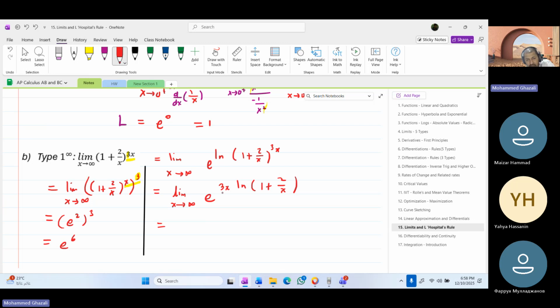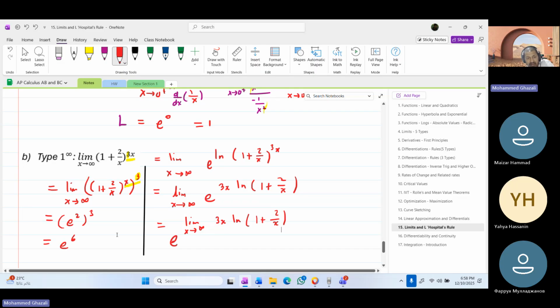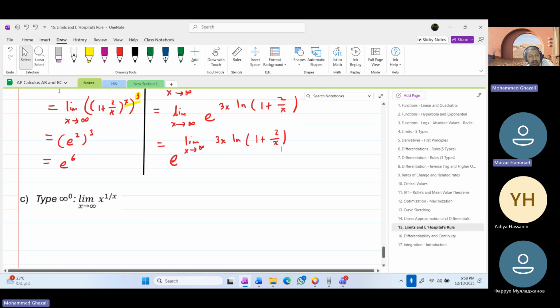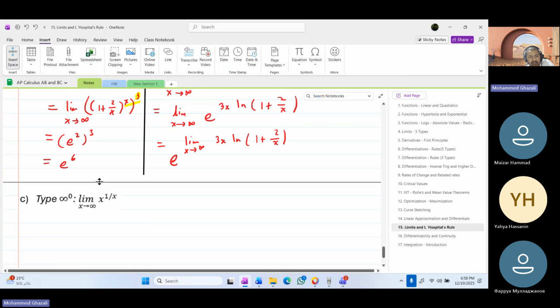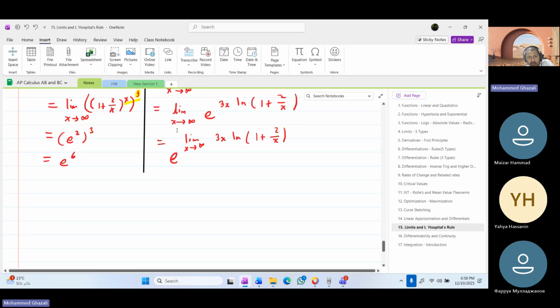We got e to the power limit as x approaches infinity of 3x times ln(1 plus 2 over x). Now I need to solve this part and come to the same answer, e to the power 6. Very good, guys. Look at this. This is amazing. Use the e form. Excellent. Right, so let's see.